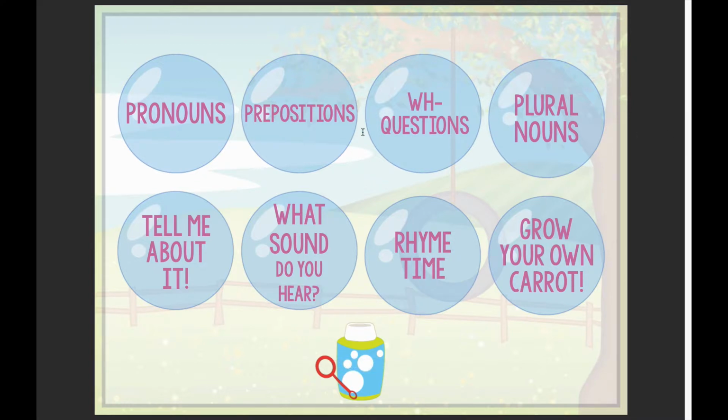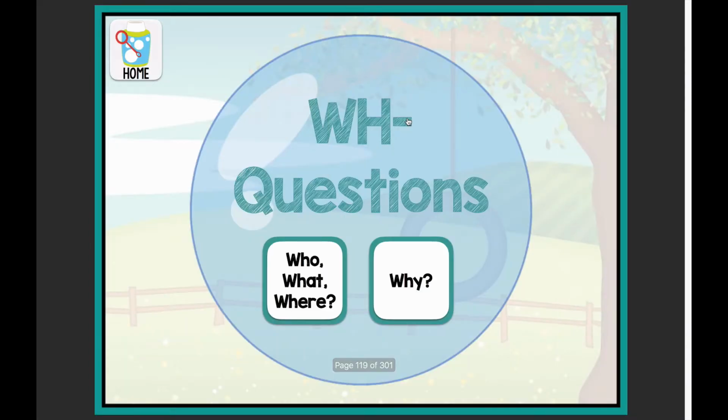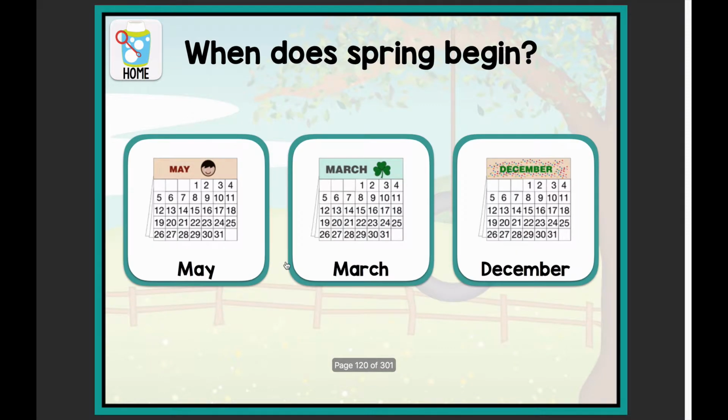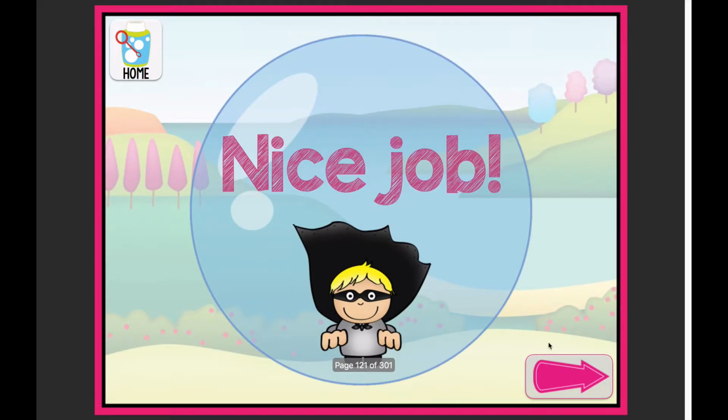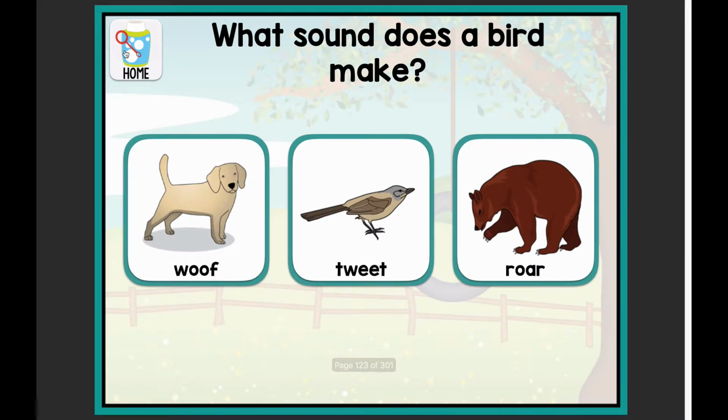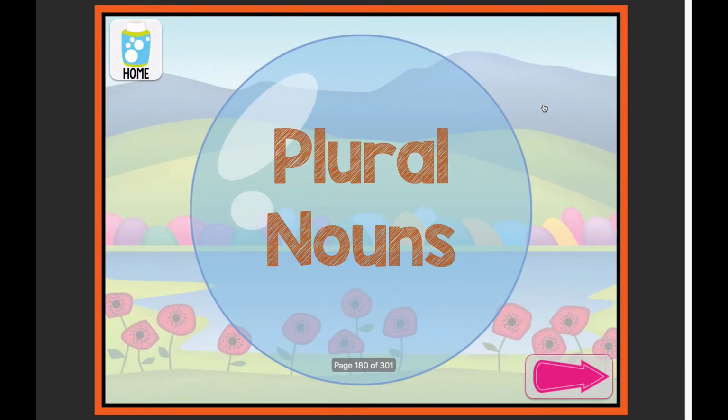Plural nouns. Oh, I'm sorry. WH questions. So we have who, what, where, and then we have why. I'm just going to show you guys who, what, where. So when does spring begin? There are 3 choices here. We'll click on March. Nice job. And then let's check out plural nouns.